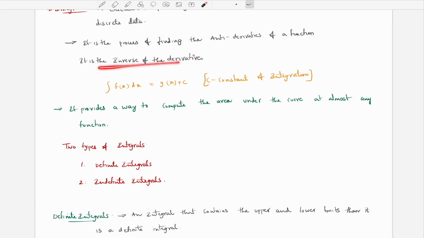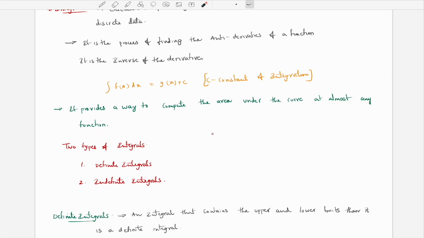It is the inverse of the derivative, meaning we have d by dx, and integration is just the inverse of that. We have the integral of f of x dx, which is equal to g of x plus c. This is the formula of integration. Here c is the constant of integration. It provides a way to compute the area under the curve of almost any function.